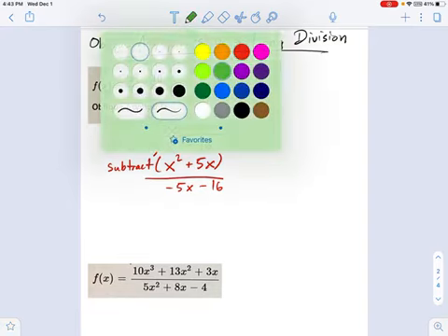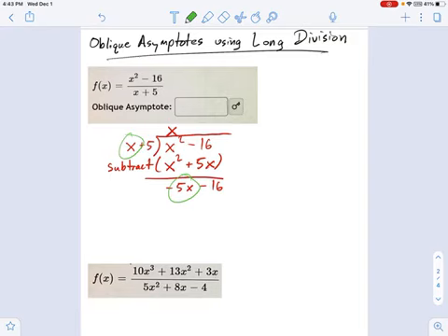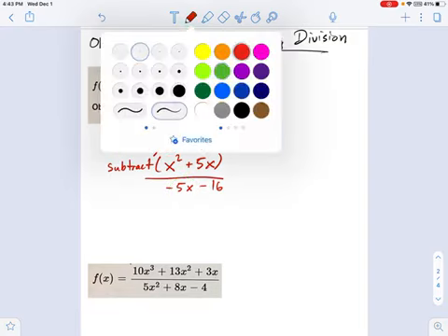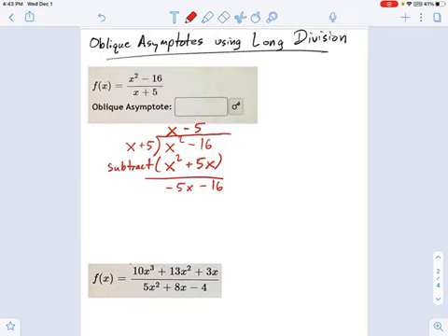What is negative 5x divided by x? That's our next question. That's pretty easy. That's just minus 5. And at this point, I can stop. I don't need the remainder. If you're curious, you could go ahead and figure out the remainder. We multiply everything back down, we get negative 5x minus 25, and we would subtract this part to find our remainder. But it's not necessary. This is just for curiosity's sake. Looks like we would get positive 9, so our remainder would be 9. I don't care about remainders. The oblique asymptote is simply y equals x minus 5.